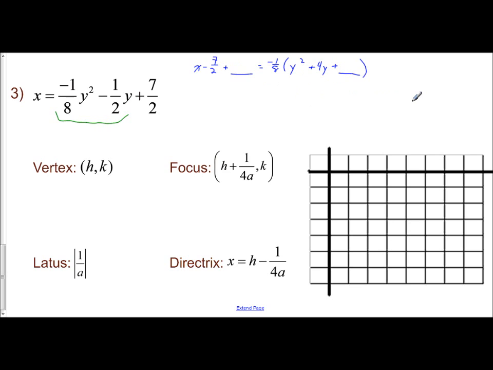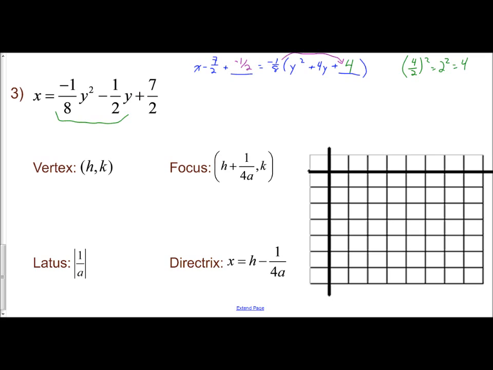Take half of your linear term, so half of 4, and square it. So 2 squared gives me 4. So in this placeholder, I put a 4. However, remember, to know what goes in here, you have to keep the equation balanced. You're not really adding 4 on the right side because you're distributing this negative 1/8 in here. What you're really adding to that right side is a negative 1/2. So I have to put negative 1/2 here.